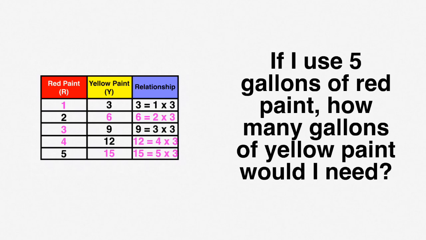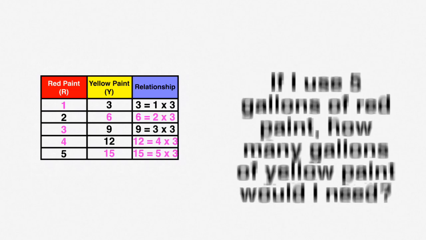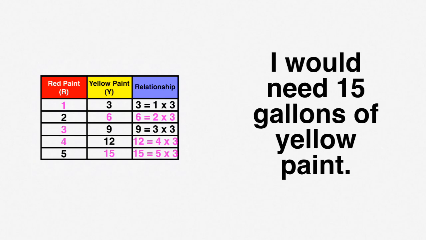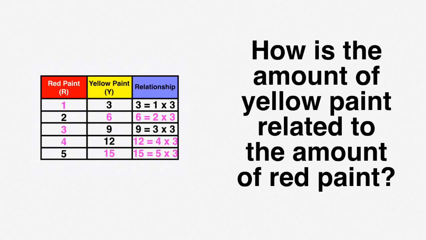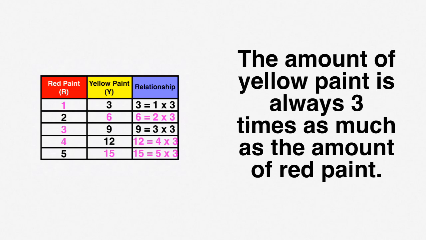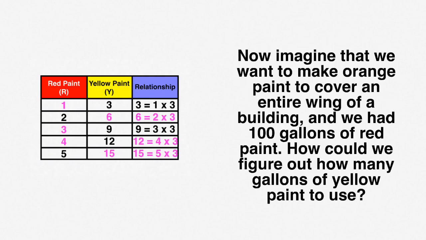So using this table, answer the question: if we used 5 gallons of red paint, how many gallons of yellow would we need? We would need 15 gallons of yellow paint. And we know this because we can look at the bottom of the table where it says 5 gallons of red would need 15 gallons of yellow. What's the general relationship between yellow paint and red paint here? Well, if we look at all of the relationships, we know that each time we have red, we multiply it by 3 to get yellow. So the relationship is that yellow is 3 times as much as red.